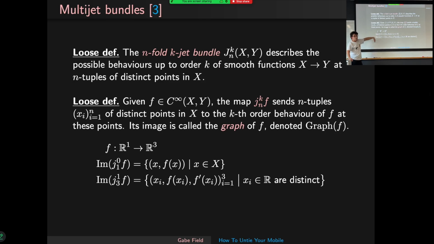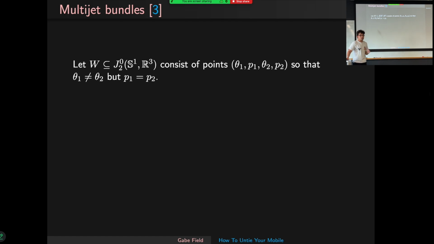Now, to give you an impression of what else I can do with this, if I have 3 input points and I'm looking up to first order, then what this looks like is I collect together 3-tuples with an input point, the output, and the first order information at the output, so the value of the derivative. Okay, let me show you what can be done with these instead.